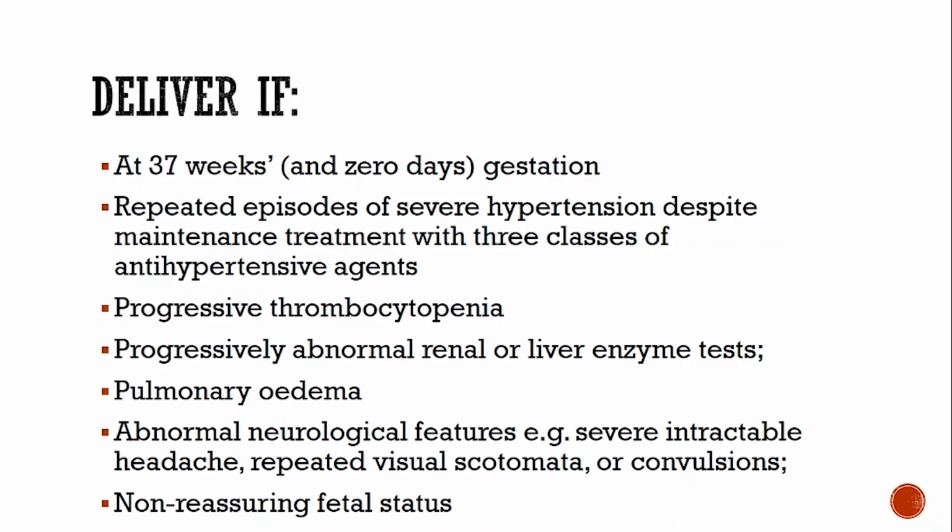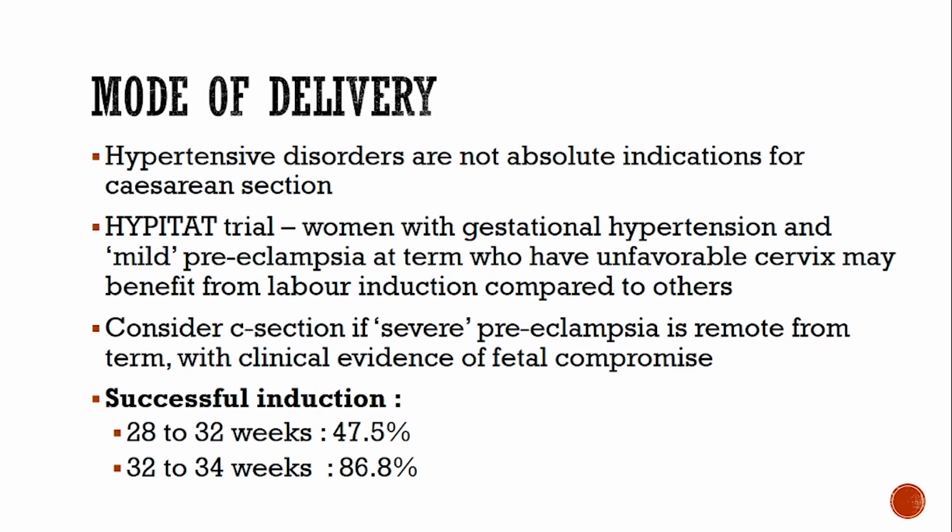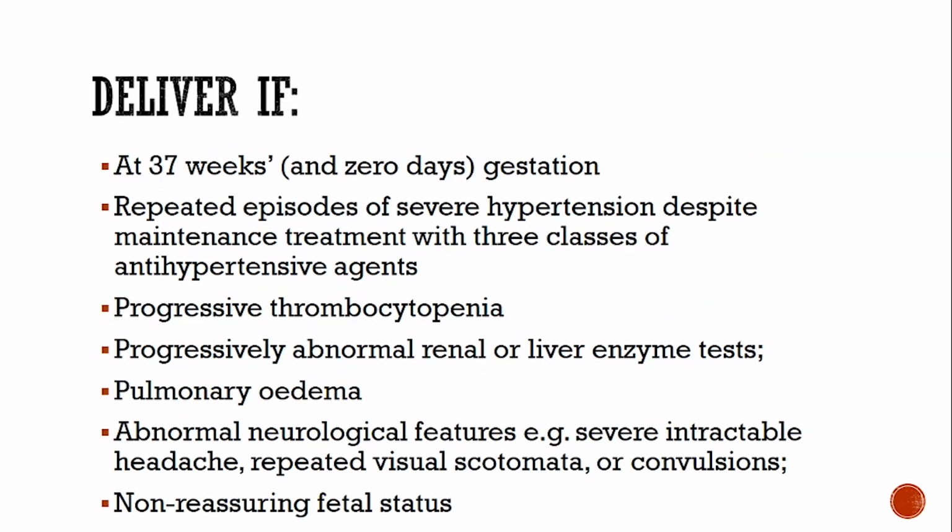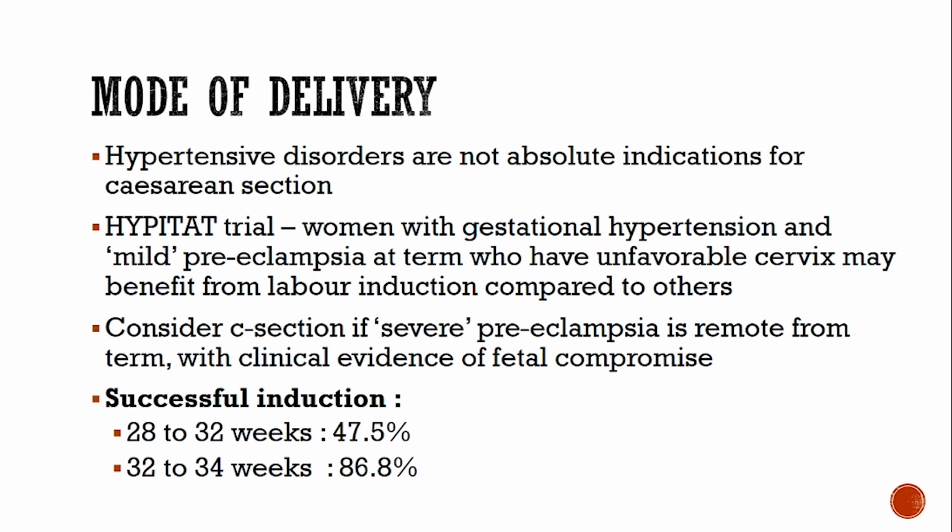Progressive thrombocytopenia, please deliver. Progressive abnormal renal or liver enzymes, please deliver. Pulmonary edema, go ahead and deliver. Abnormal neurological features, for example severe intractable headache, repeated visual scotomas and convulsions, these patients should be delivered. Remember, you must stabilize and go ahead and deliver. Non-reassuring fetal status, patients should be delivered, especially when the fetus is above the age of viability and has at least a 50% chance of survival if delivered.